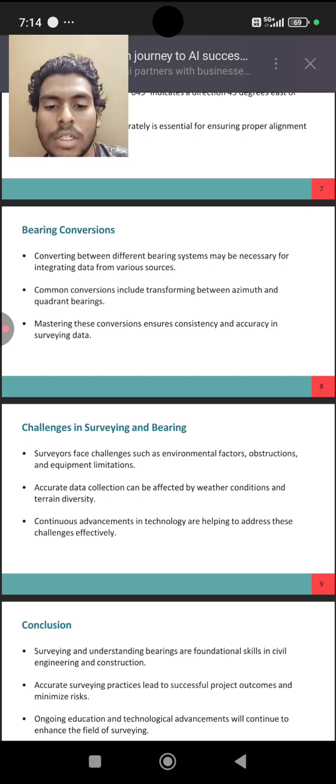Accurate data collection can be affected by weather conditions and terrain diversity. So the behavior of weather may differ from place to place and time to time. So accurate data collection for surveys may be difficult. Continuous advancements in technology are helping to address these challenges effectively. The development of technology in these tools is helping the planners and surveyors to make the measurements correctly.